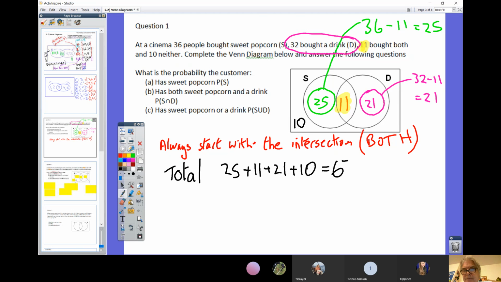Very good. Now, why is that number different? Why is that 67 different to me doing 36 add 32 add 11 add 10? I want you all thinking about it and checking. You need to be discussing it with the person next to you. Don't just sit there. Henry's correctly told us the total number of people is 67. Why do I not get 67 when I go back to the question and add those four numbers together?